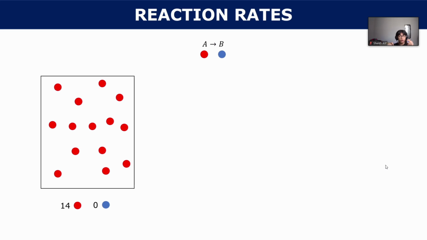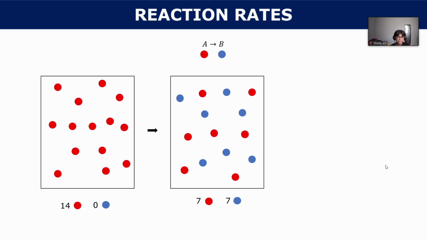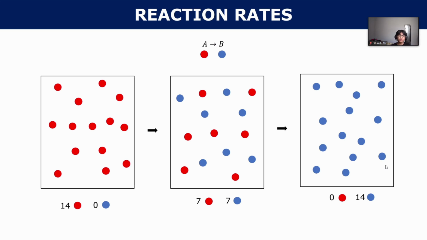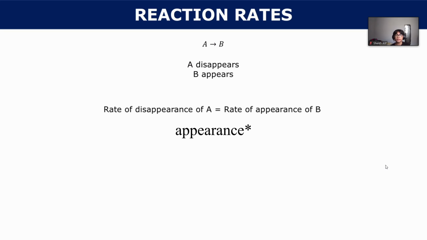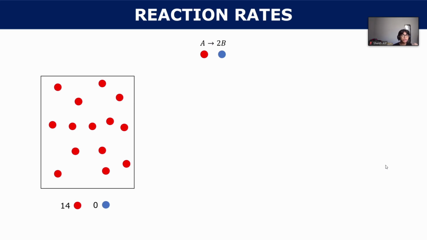Consider a reaction where you go from A to B, and you have a system where you start off with 14 A molecules. As time progresses, as you go halfway, now you have 7 red molecules and 7 blue molecules, and at the end you have 14 blue molecules. So here we see that A is going to disappear and B is going to appear. And as it turns out, the rate of disappearance of A is going to equal the rate of appearance of B.